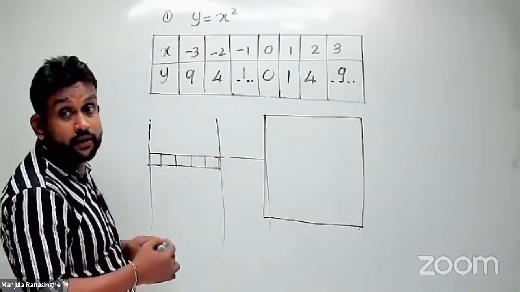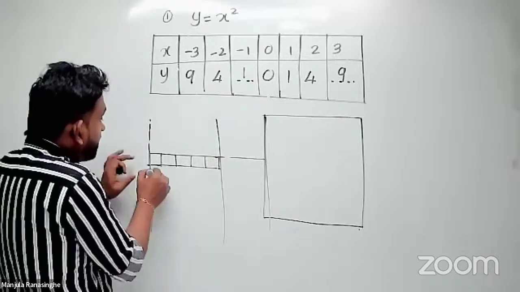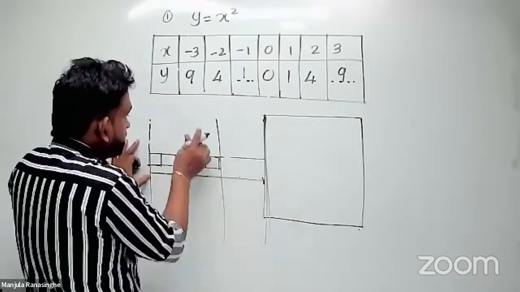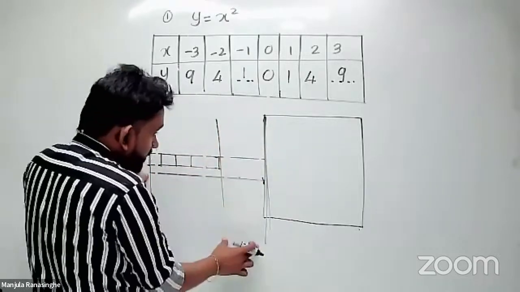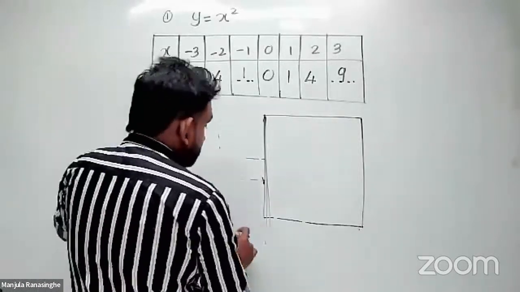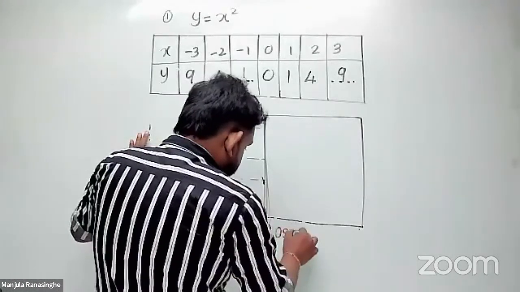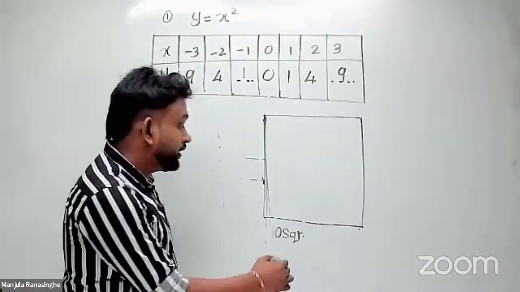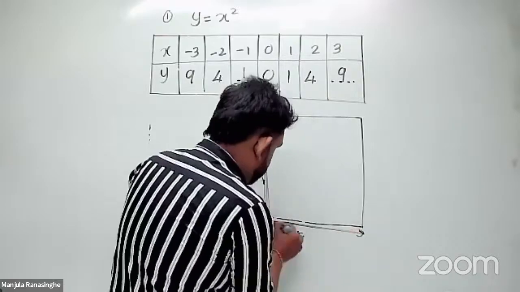Then how many? 10 square units. 10 squares means two parts of 5 squares: 2 lines, 5 squares, 5 squares. So tell me, 10 square units. How many are there along this x direction?